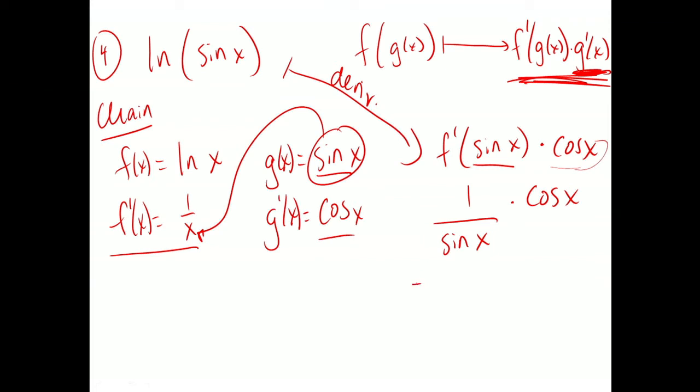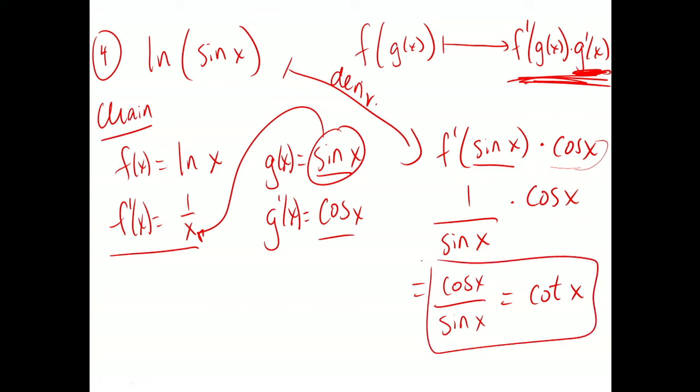Or, of course, you could say that's just cosine of x over sine of x, which actually is just cotangent. So either of these is fine to write down as your answer: cosine of x over sine of x, or just cotangent, since cosine over sine is the same as cotangent. Either way, that's fine.